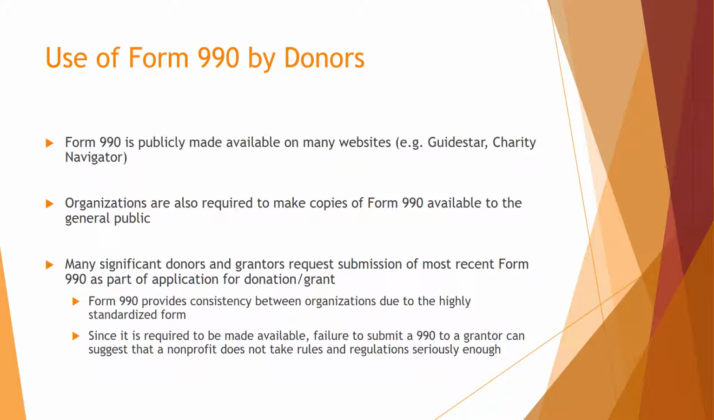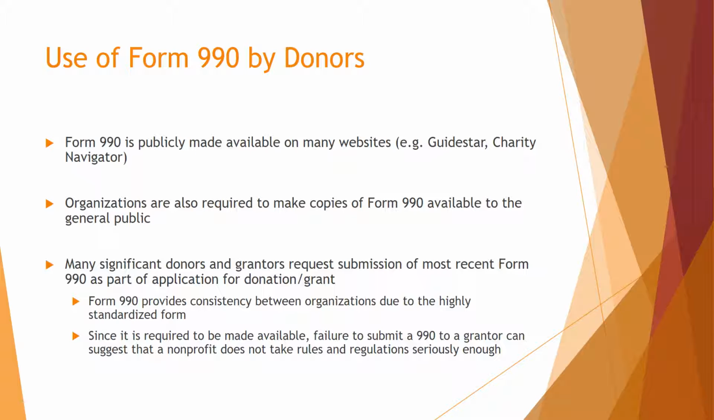Additionally, organizations are required to make copies of Form 990 available to the general public, either on their website or upon request, or available in paper form in the office. Many significant donors and grantors request a copy of the most recent Form 990 as part of the application process, and they do it for a few reasons. One is that the 990 provides consistency between organizations because it is a very standardized form, and whether you report on a cash basis, accrual basis, whether you have an audit or review, your Form 990 is going to, or at least should, look very consistent as long as your activity is the same.